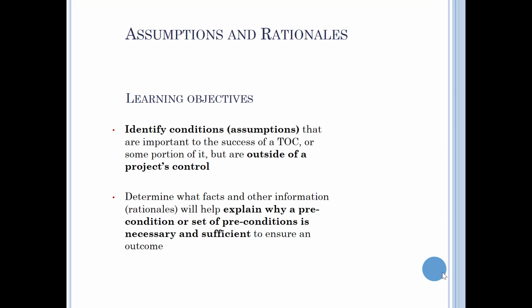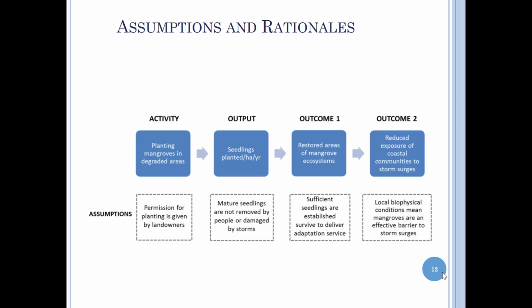Another thing that you need to determine are facts or information, also called rationales, that help you explain why a precondition or a set of preconditions is necessary and sufficient to ensure an outcome. These are in fact explanations about the causality chain that is inherent to one of the pathways that you are describing.